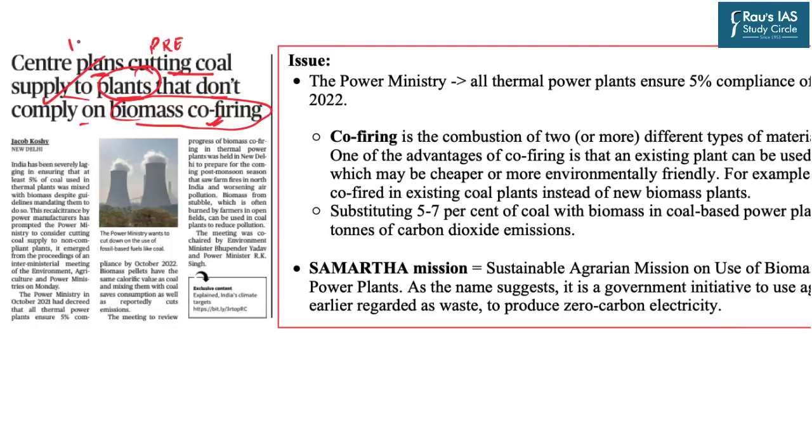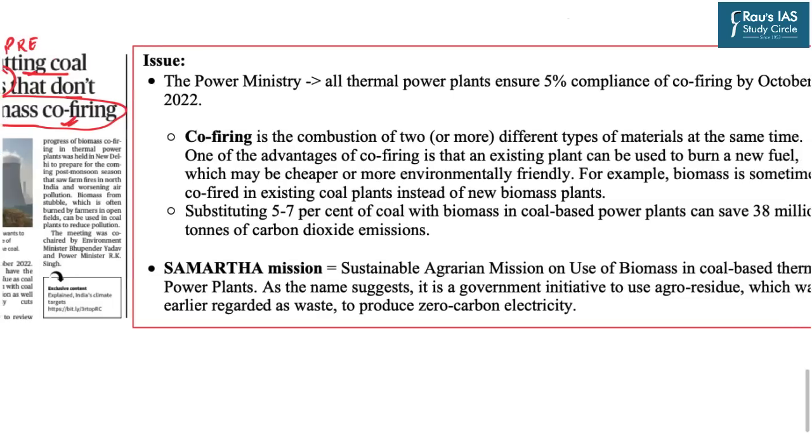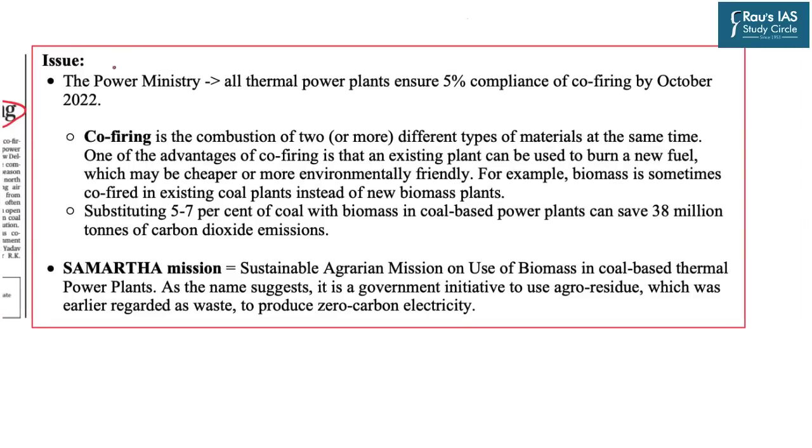This topic has appeared at page number 12. And the background of this particular issue was that in 2021, the Power Ministry of India said that all the thermal power plants in our country must ensure 5% of their fuel consumption, or the energy which they are using to produce some other form of energy, must be via the co-firing technique. And they should ensure that this 5% target is met by October 2022. So roughly 1 year's time period was given.